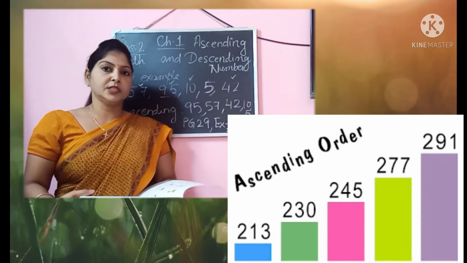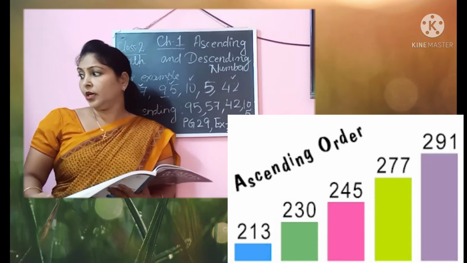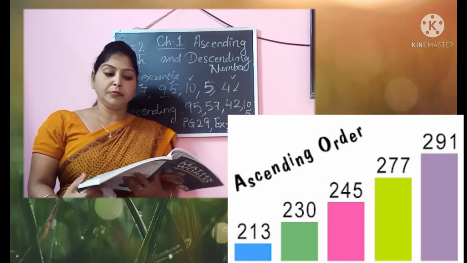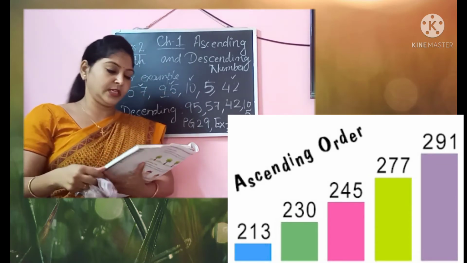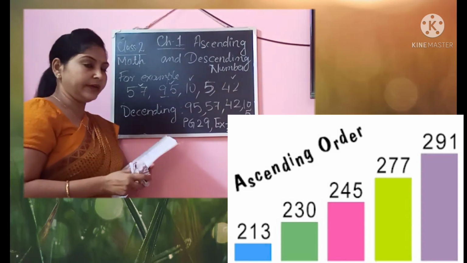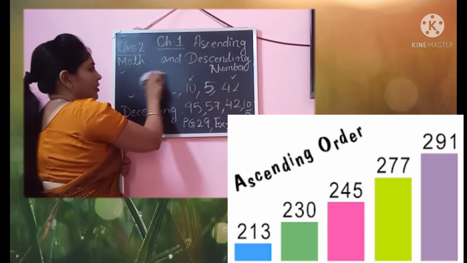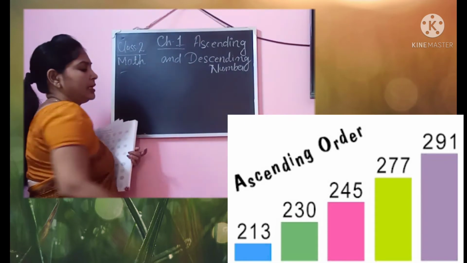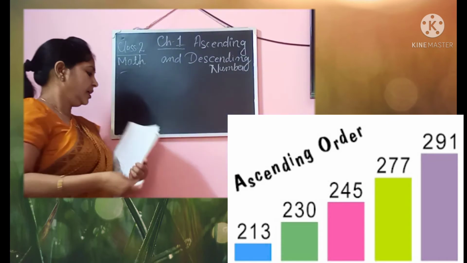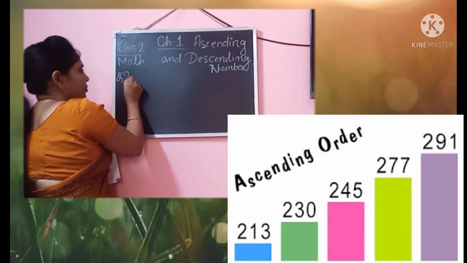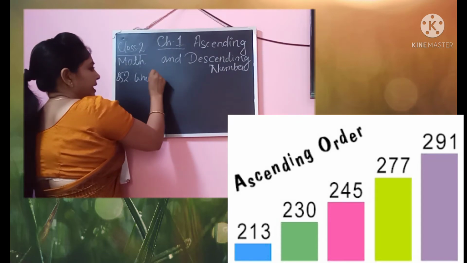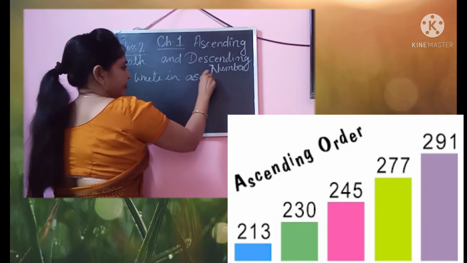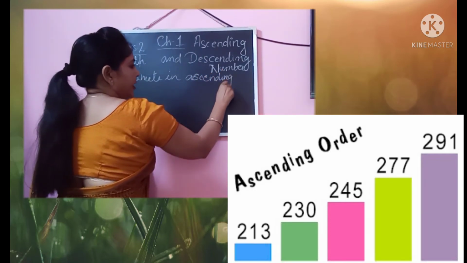Alright children. So this is how we do ascending and descending order. Let me do one question from both the questions. I will show you one sum from each, from question number 2, ascending order, and question number 3, descending order. This is question number 2. Write in ascending order.